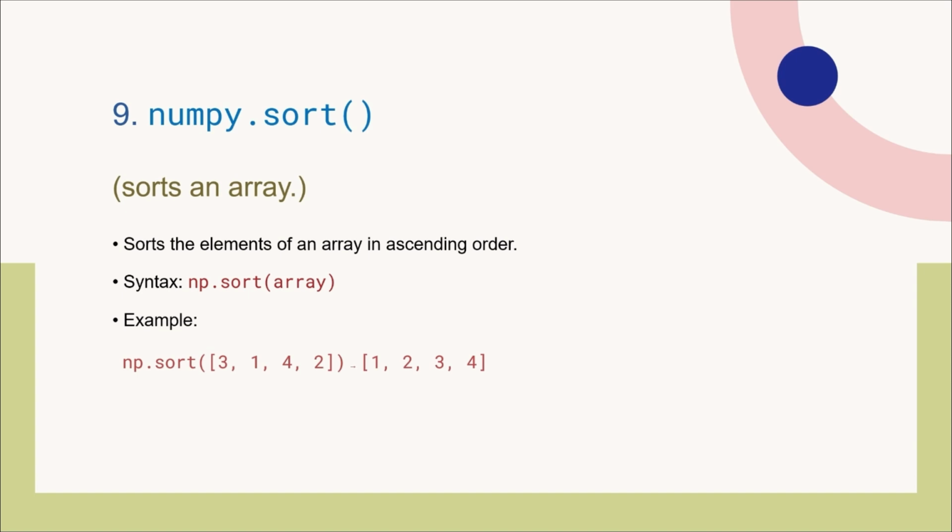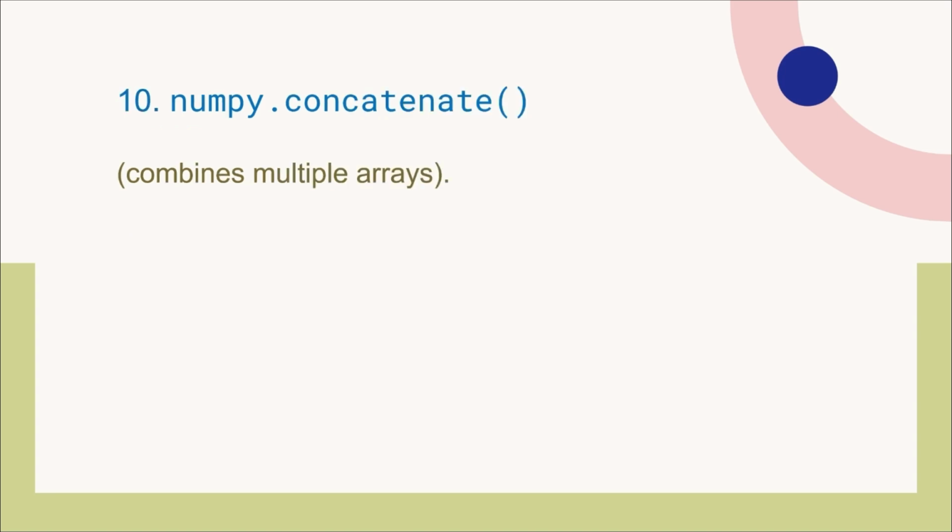Now here the example of this function is np.sort, and it has just sorted the array. So one thing to note here is it sorts the array in ascending order by default. Now coming to the 10th function, which is numpy.concatenate. So this function combines multiple arrays.